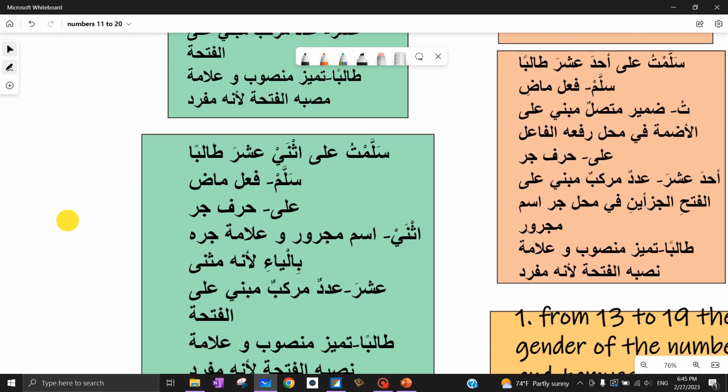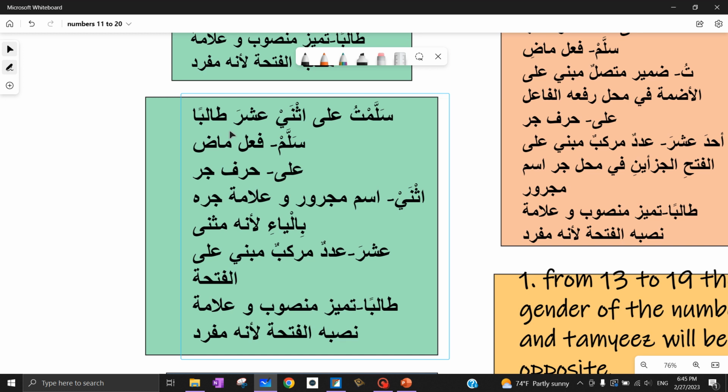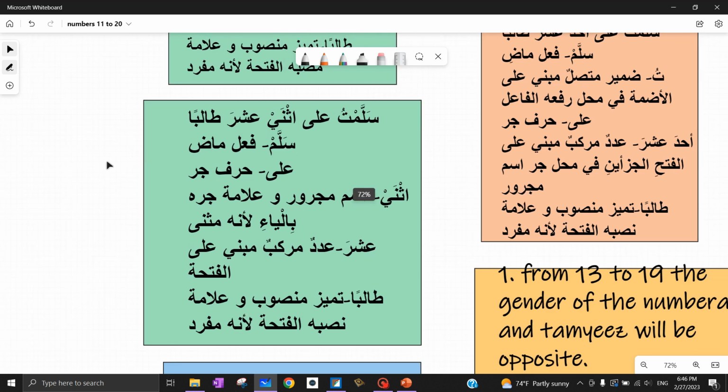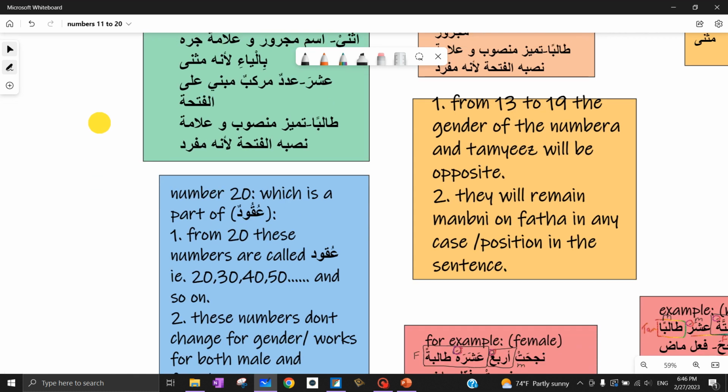Then سلمت على اثني عشر طالبا. So سلمت فعل فاعل على حرف جر. اثني will be in مجرور case. عشر عدد مركب. It's the same Arab following every time. No changes. Just in case of إثنى you need to explain that it is a مثنى case بالياء. Why? It is in مجرور case. And عشر عدد مركب مبني على فتح. طالبا تمييز منصوب وعلامة نصبه الفتحة لأنه مفرد. So this is the Arab for 11 and 12.